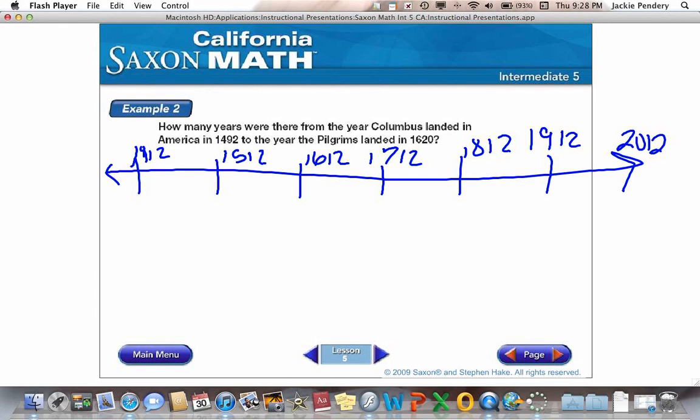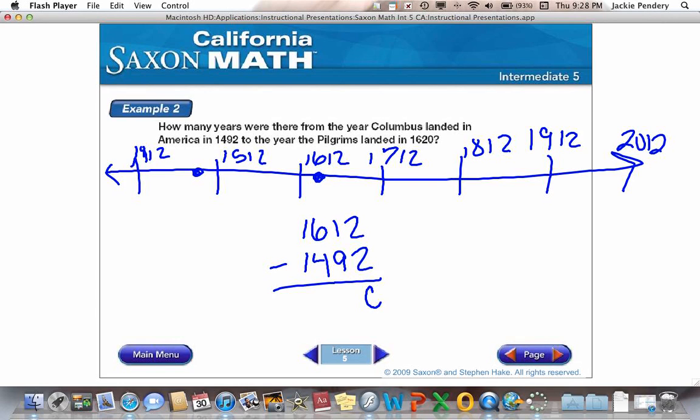Okay? So if we think of it as a number line, we know that as we move to the right on the number line, our numbers get bigger. So here we have the Pilgrims in 1620, and Columbus in 1492. Okay, how many years? It wants to know the difference between these two. How many years passed? So, just like on a number line, we start with the larger number. So we're going to start with 1620, and we're going to subtract 1492.